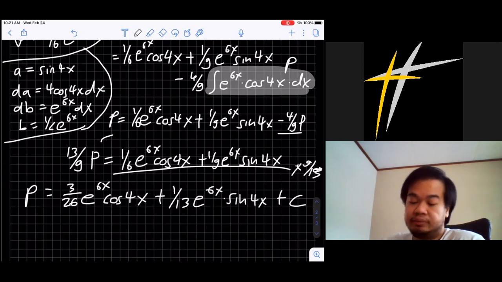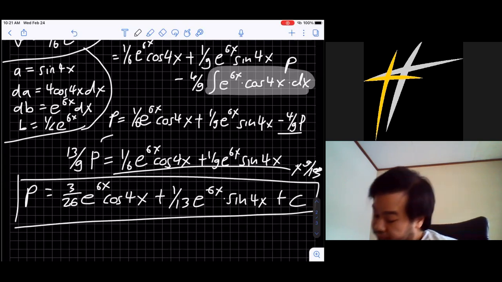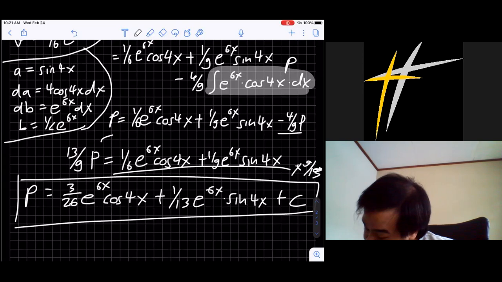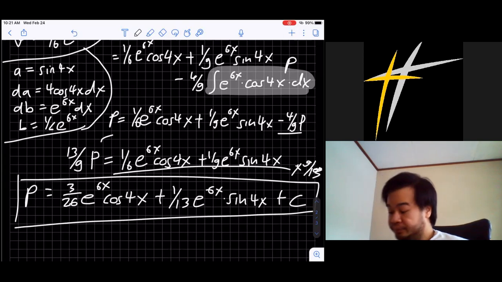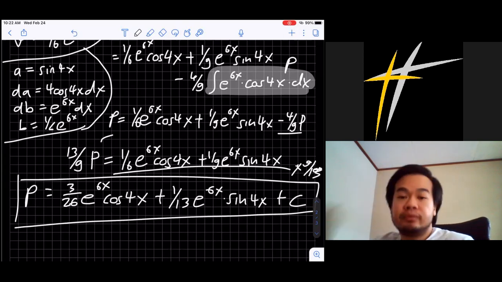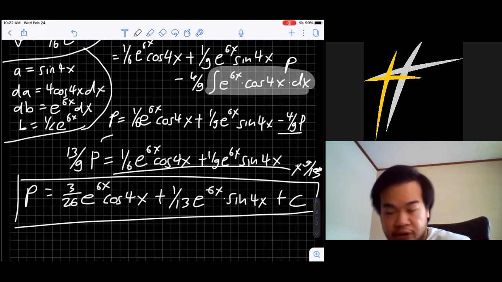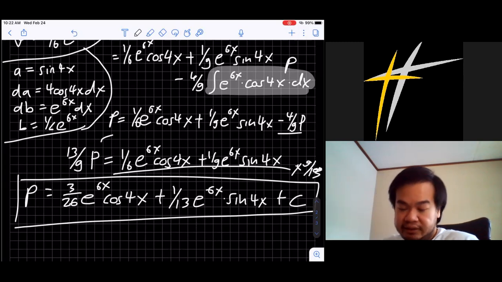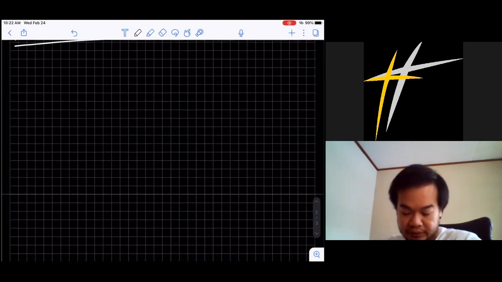Don't forget the plus C. So this is the result of the integral. And is it the same? Yeah, it's the same as the book. Okay, so this is one variation. And if you want to see how to do it by the table, you can look at your book. Another variation, you can look at example 3.